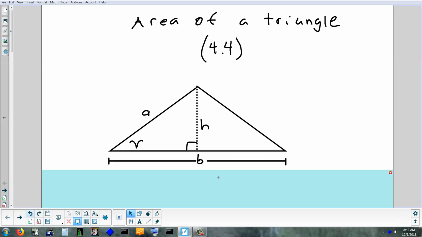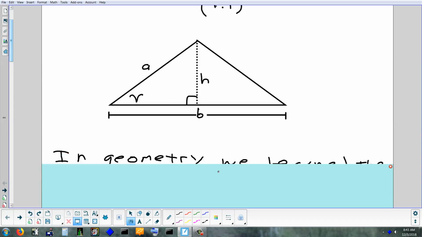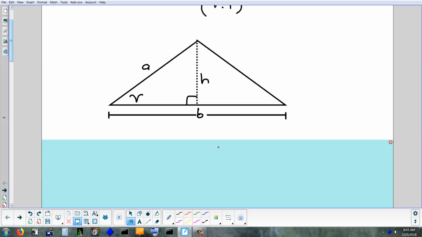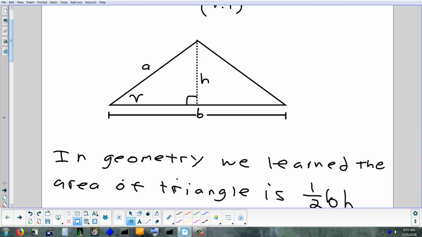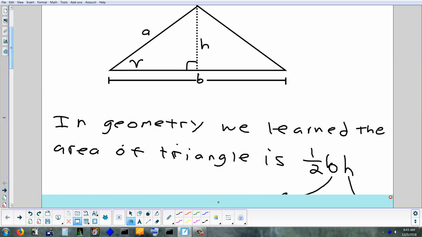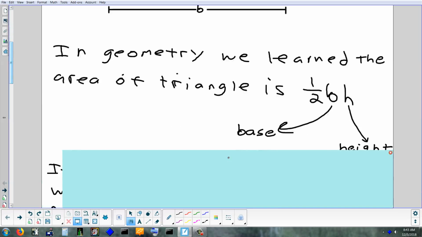All right, and what I want to do is figure out the area of that triangle. It's not going to have any numbers, so we're just going to come up with a formula. What's the formula that you normally use in geometry to find area of a triangle? Yep. Area equals 1/2 the base times the height. So B is base, H is height.